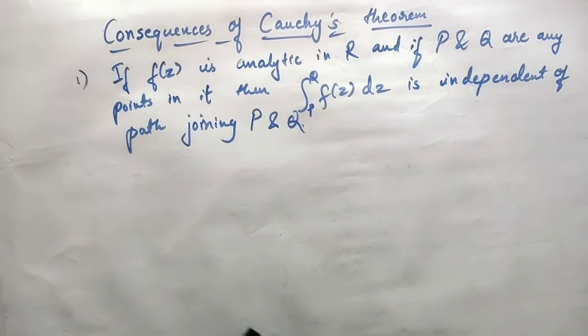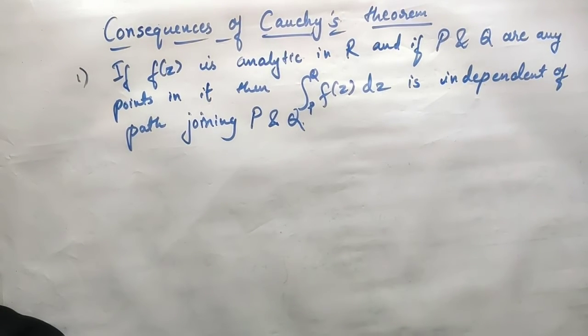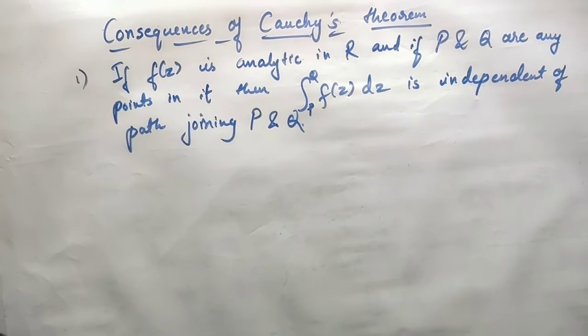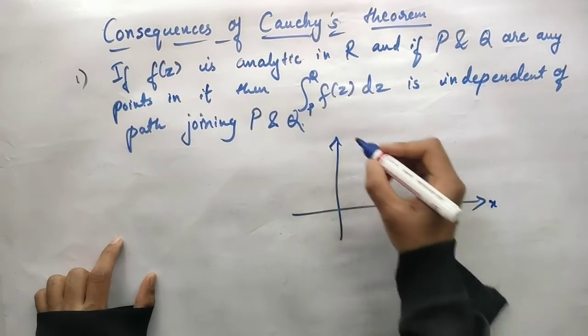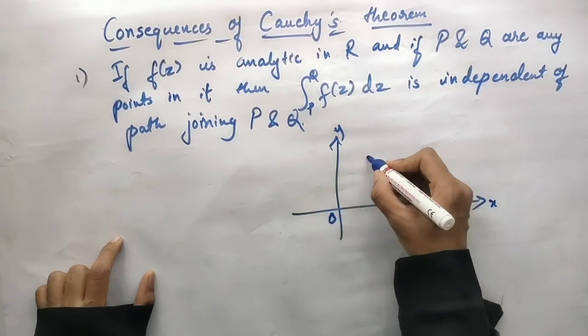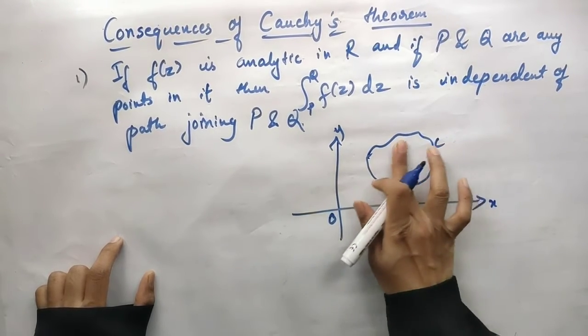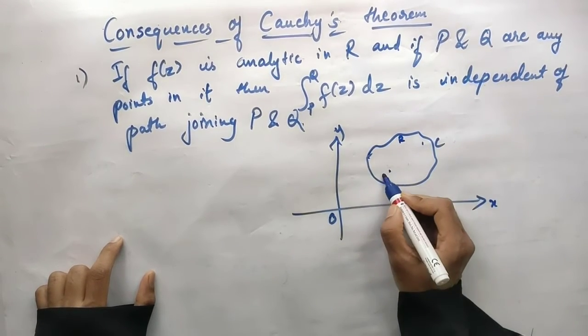Now let us discuss the first consequence of Cauchy's theorem. It states that if f of z is analytic in the region R and if there are points P and Q in it, then integration from P to Q of f of z dz is independent of the path joining P and Q. So what it says, see here, if you are having a function f of z defined in an xy plane like this, you have a region R enclosed by a closed curve C. There are points P and Q here.